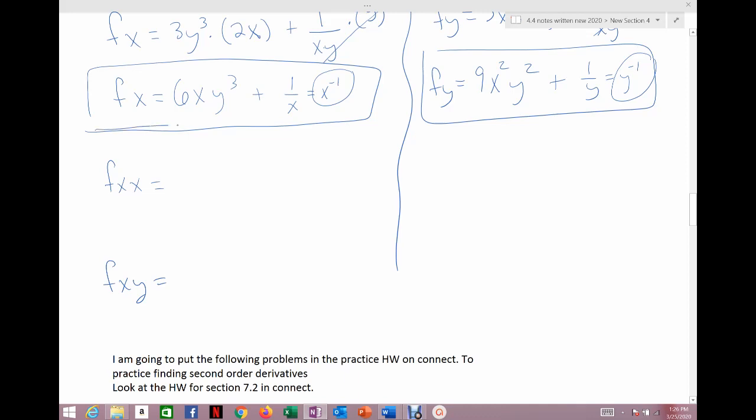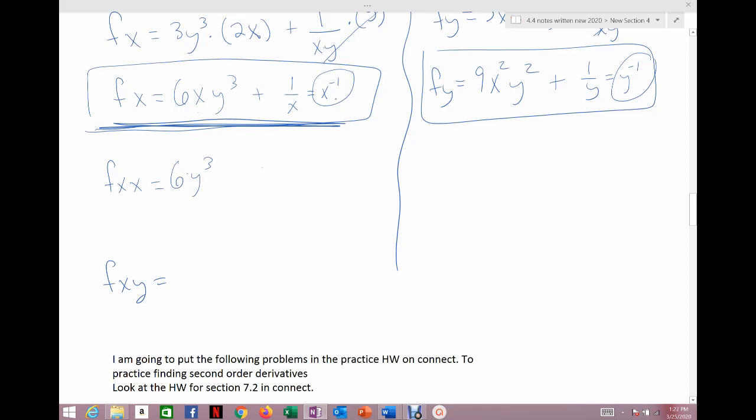So looking here, taking the derivative of that function with respect to x. So 6xy cubed. Well, the 6 is a constant. The y cubed is considered a constant. So 6y cubed comes along. The derivative of x is just 1. So it's just 6y cubed.